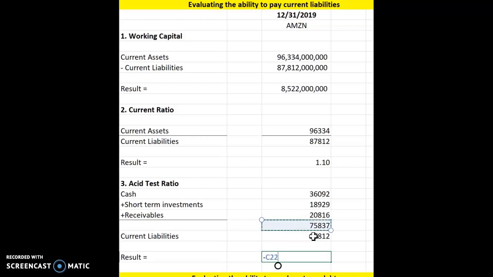So when we divide, oops, I did that wrong. I subtracted instead of divided. It comes to 0.86. So if we can't move our inventory, if we don't have sales, we could only cover our current liabilities 0.86 times. So a creditor ideally would like you to see this at 1. 0.86, it's okay, and I don't think anybody's really worried about Amazon being able to move its inventory. So I would say Amazon can adequately cover their current liabilities.